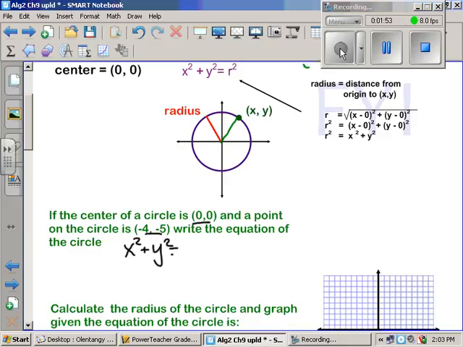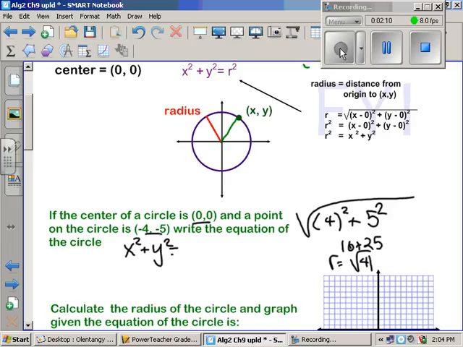So I plug in the distance formula. 0 minus -4 is 4. 0 minus -5 is 5. So I get 16 plus 25. So r is equal to the square root of 41. If that's r, then r squared is the square root of 41 squared. And remember, squaring and square root cancel each other out. So my r squared would just be 41.